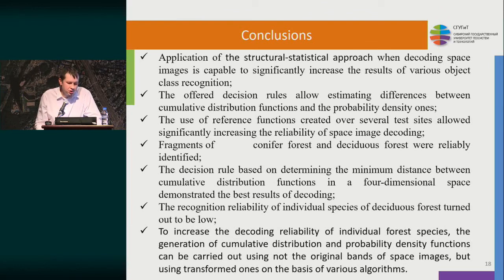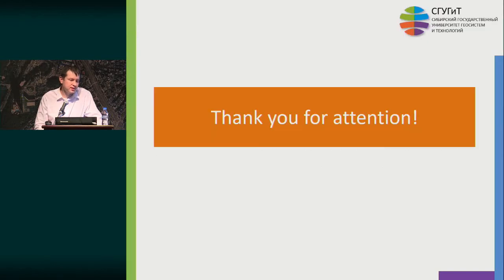But what we need to do now is try to potentially use another space image. So we got our work cut out for us to recognize tree varieties individually, because it's still a challenge. That's it. Thank you. Any questions?